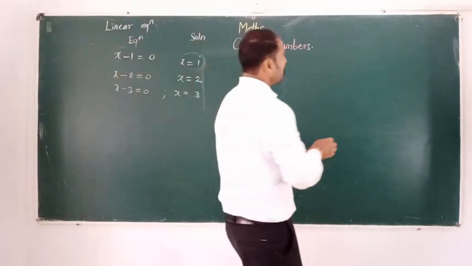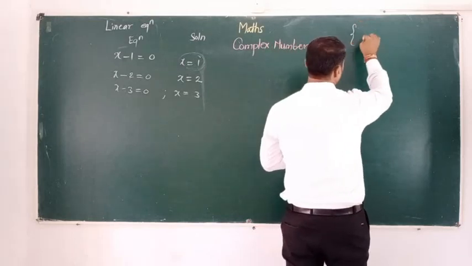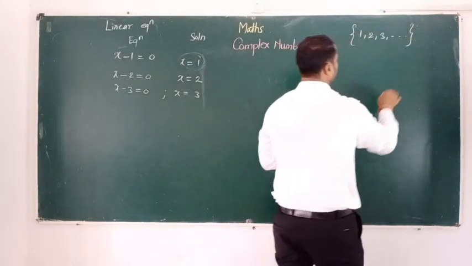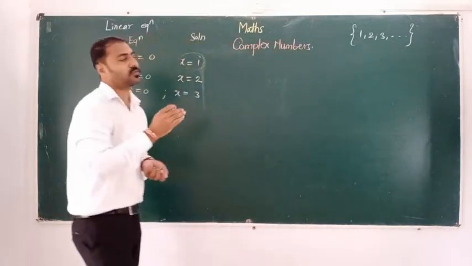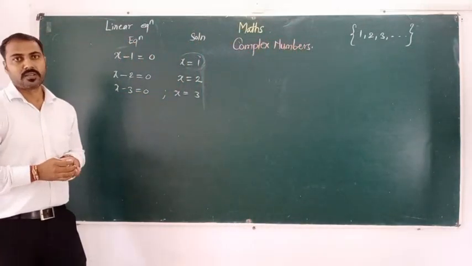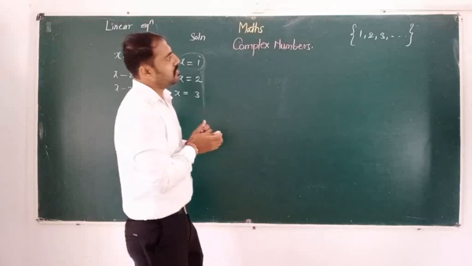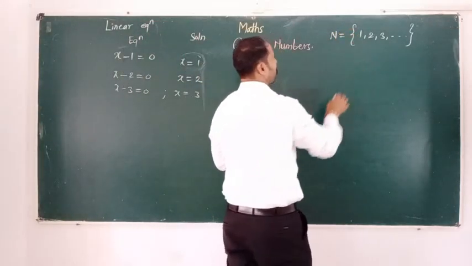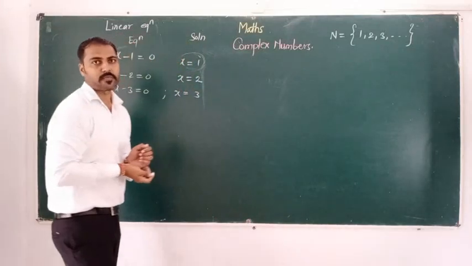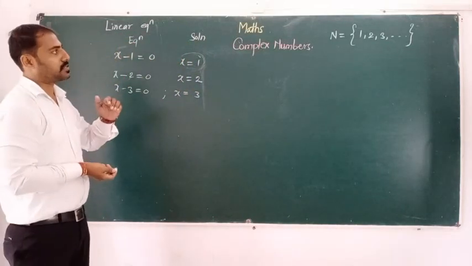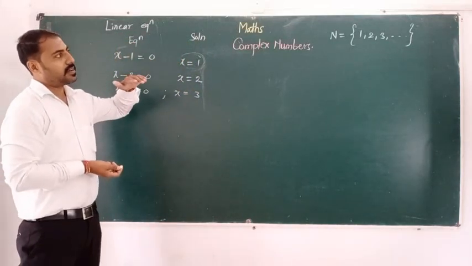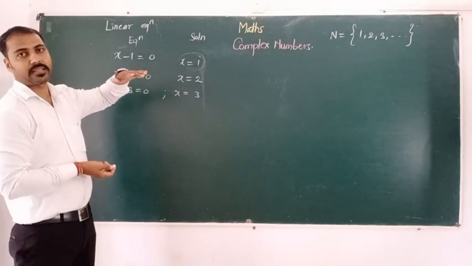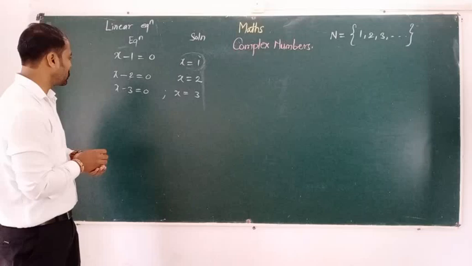These numbers are arranged in curly brackets, and we write this as, in curly brackets, 1, 2, 3, and so on. So one set is developed here. That set is called the set of natural numbers. They introduce a number system, a set. That set is called the set of natural numbers.